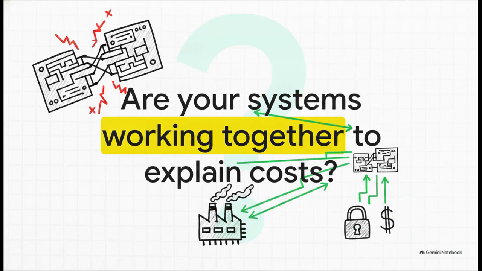So I'll leave you with this. Take a hard look at your own architecture. Are your systems currently fighting each other over who owns the truth, or are they properly demarcated and actually working together to explain your costs?